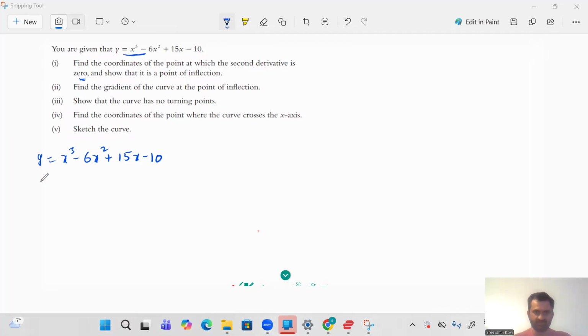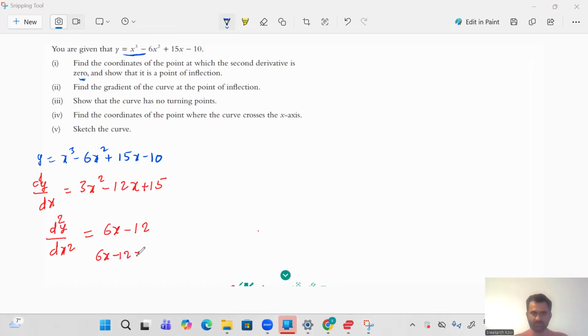So you find dy by dx. dy by dx is 3x square minus 12x plus 15. And second derivative is 0. So you find d square y by dx square, which is equal to 6x minus 12. You need to find the point when the second derivative is 0. So you equate 6x minus 12 to 0. You get x is equal to 2. This first part is done.